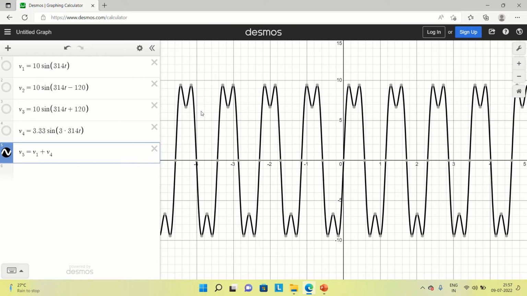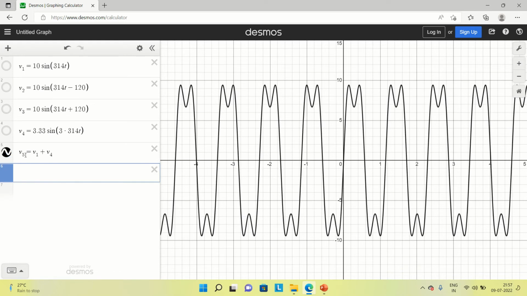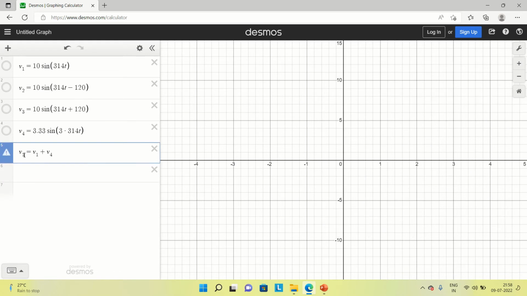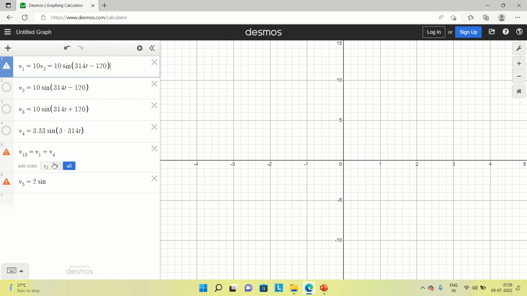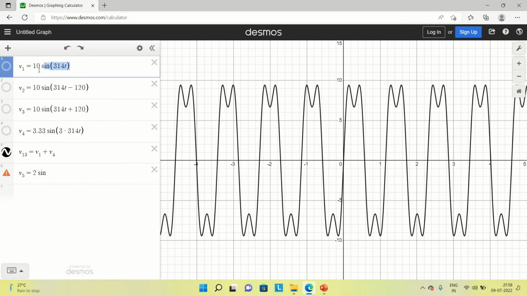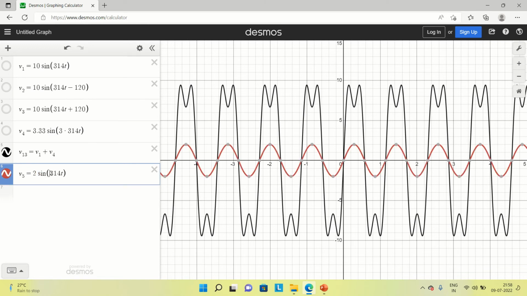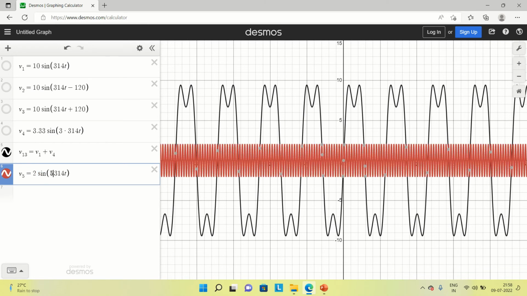In order to have clear understanding, let's go for fifth harmonic signal. Okay, so I'll take this with some other name. Let's go for V5. What is V5? So 5 times lesser than magnitude, that means 2 sine. So in terms of frequency, 5 times greater. I'll just copy this. Five times greater, 5 multiplied.